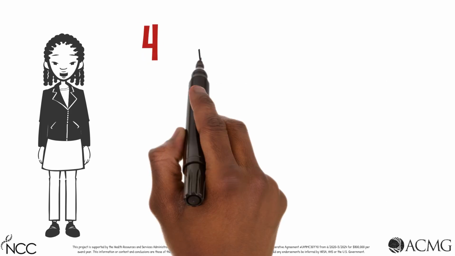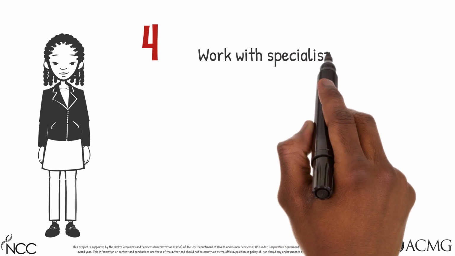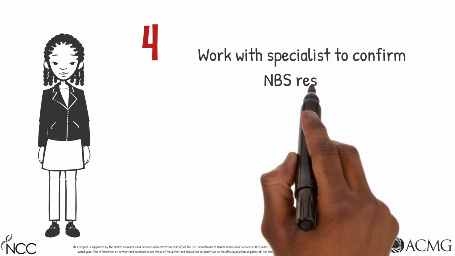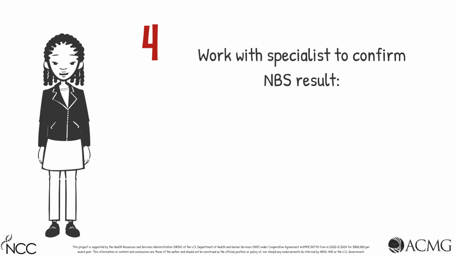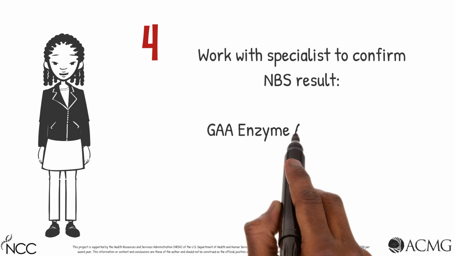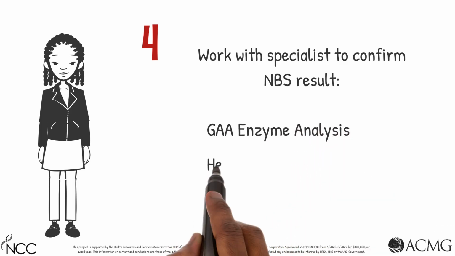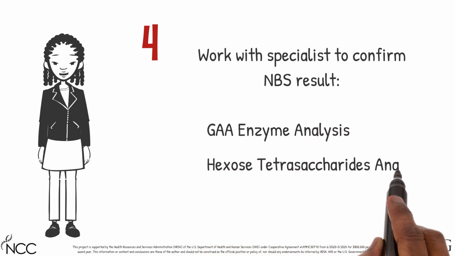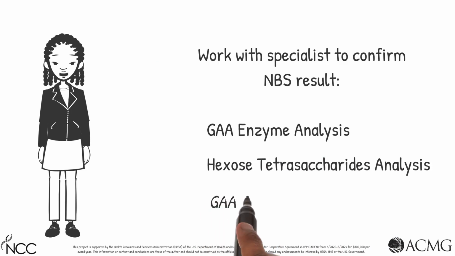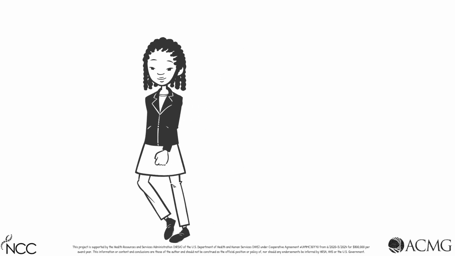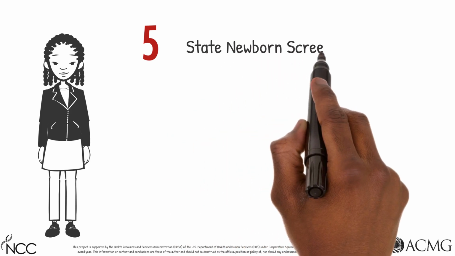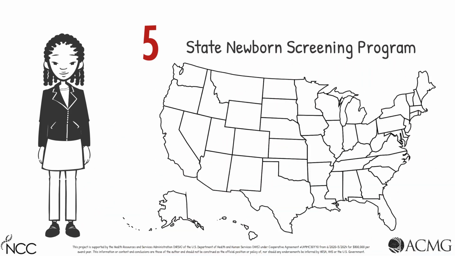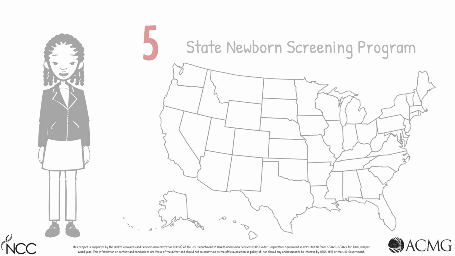Fourth, working with the appropriate specialist, take steps to ensure biochemical and/or molecular confirmation of the newborn screening result. Confirmatory testing includes acid alpha glucosidase enzyme analysis, urine hexose tetrasaccharides analysis, and GAA gene sequencing. GAA gene analysis may help predict severity and outcomes. Fifth, report the final diagnostic outcome back to your state newborn screening program.